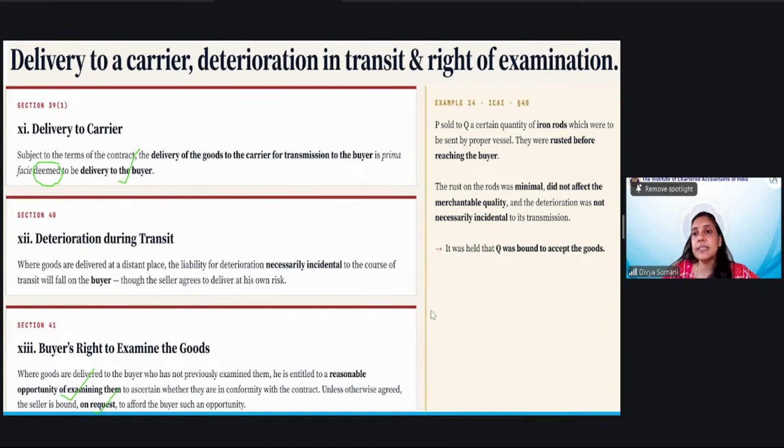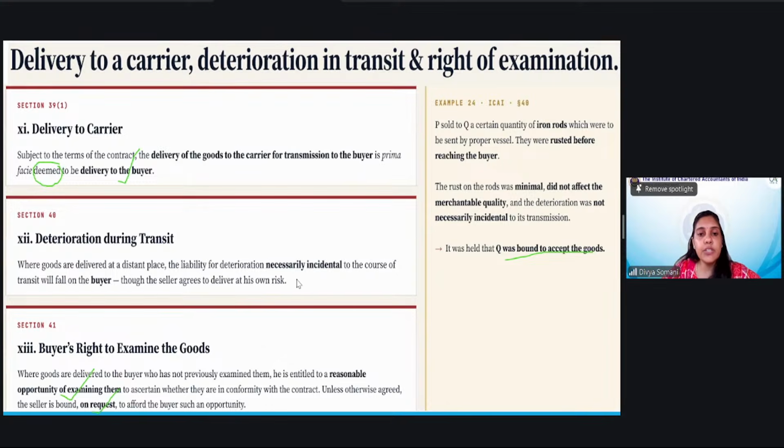Okay. Let me just take this example which is given here. We sold to Q a certain quantity of iron rods which were to be sent by proper vessel. They were rusted before reaching the buyer. So deterioration has happened. The rust on the rods was minimal, did not affect the mercantile quality, and the deterioration was not necessarily incidental to the transmission. It was held that Q was bound to accept the goods, since this is a normal rusting which has not caused much deterioration, and they are still fit to be used. So therefore, Q is bound to accept the goods. That is the case which is given here.